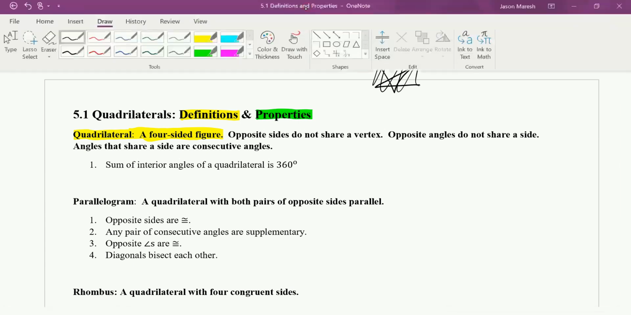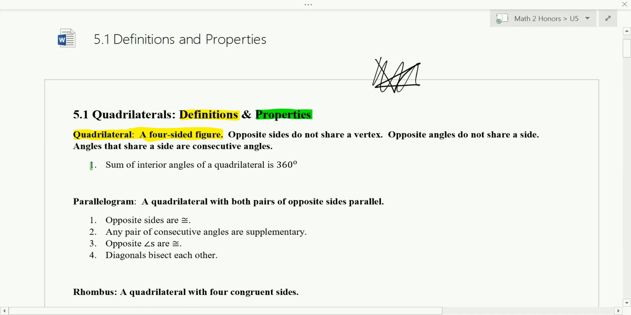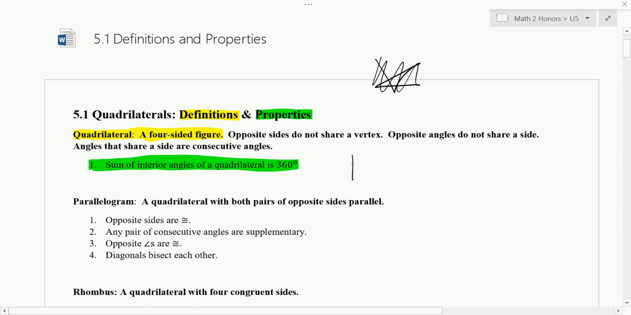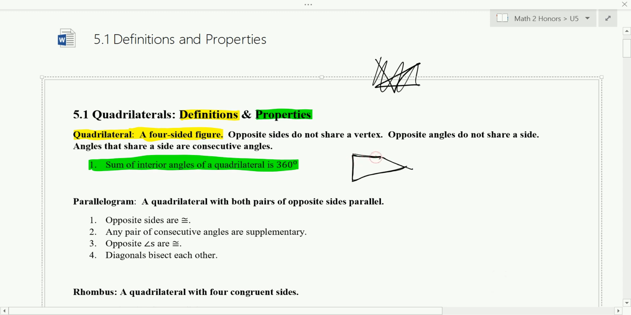A property is something that can be proven from a definition. So here is a property for all quadrilaterals. The sum of the interior angles of a quadrilateral is 360 degrees. Here's why. If I draw any four-sided figure, something like that, okay? And if you draw a diagonal to opposite angles, it cuts it into two triangles.